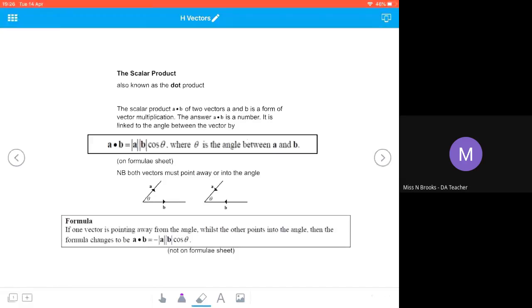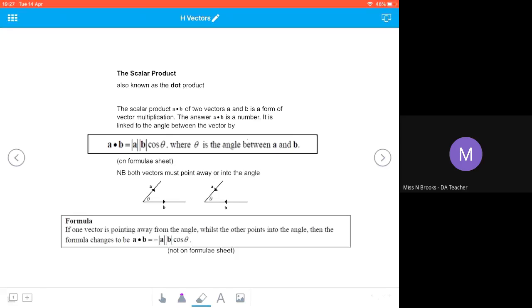So the next video in our Higher vector series is on the scalar product, also known as the dot product. The scalar product of two vectors is given by this formula that's on our formula sheet at Higher Maths: a dot b equals the magnitude of a times the magnitude of b times cos theta, where theta is the angle between a and b, or whichever vectors you've been given.